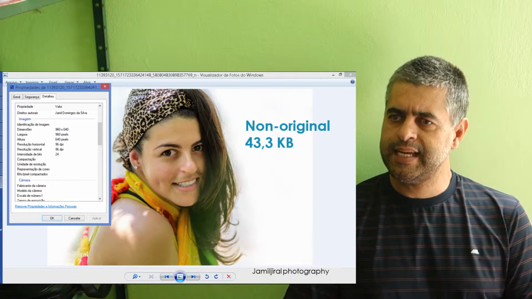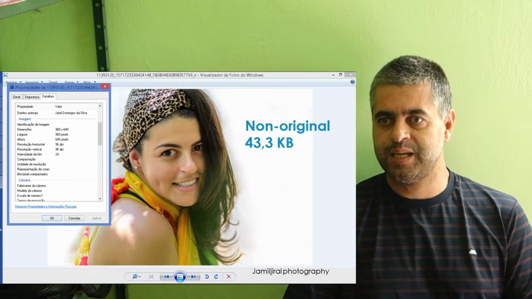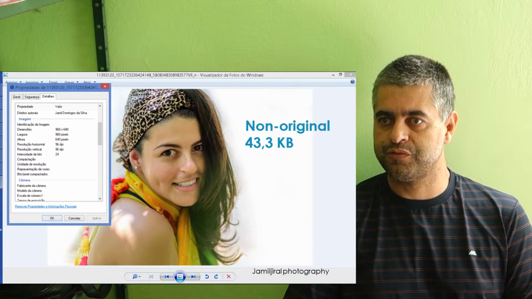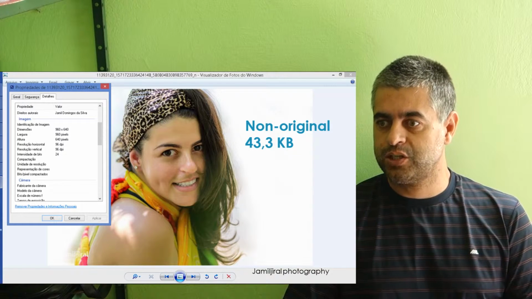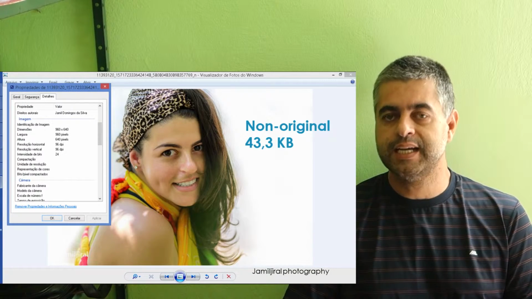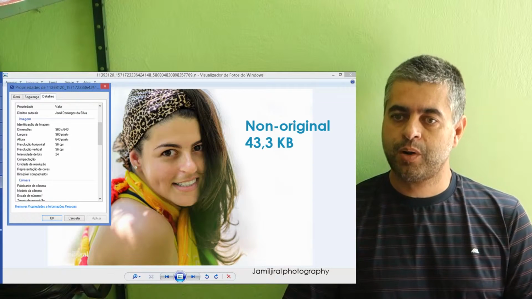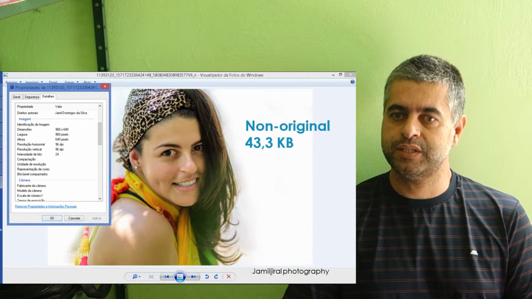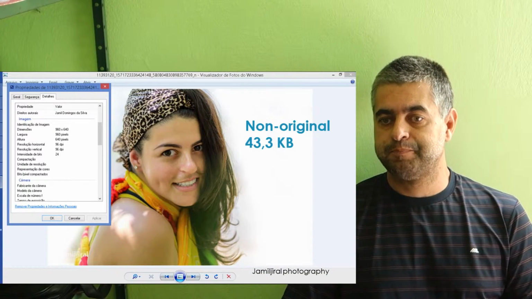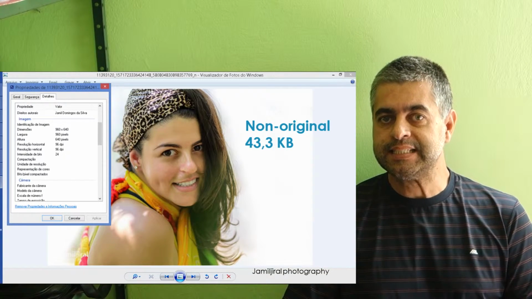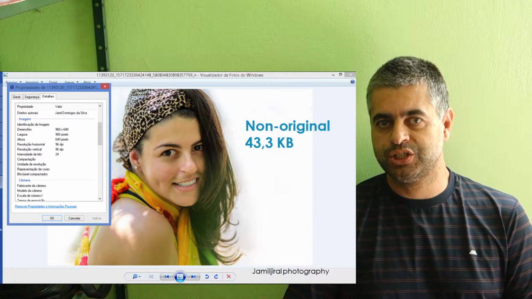When we look at the name, we can see here on the screen that Facebook changed it to a weird name, a lot of numbers and a letter at the end. The non-original picture is now only 43 KB. It's very small compared to the original. Here in the properties, we can see differences in the dimensions, in the width and the height, and mainly in the 96 dpi, 96 dots per inch.